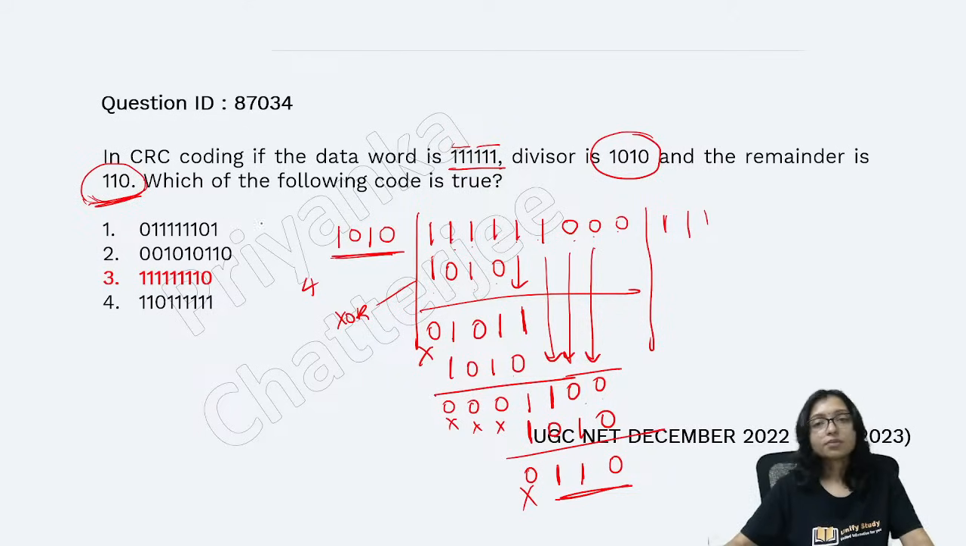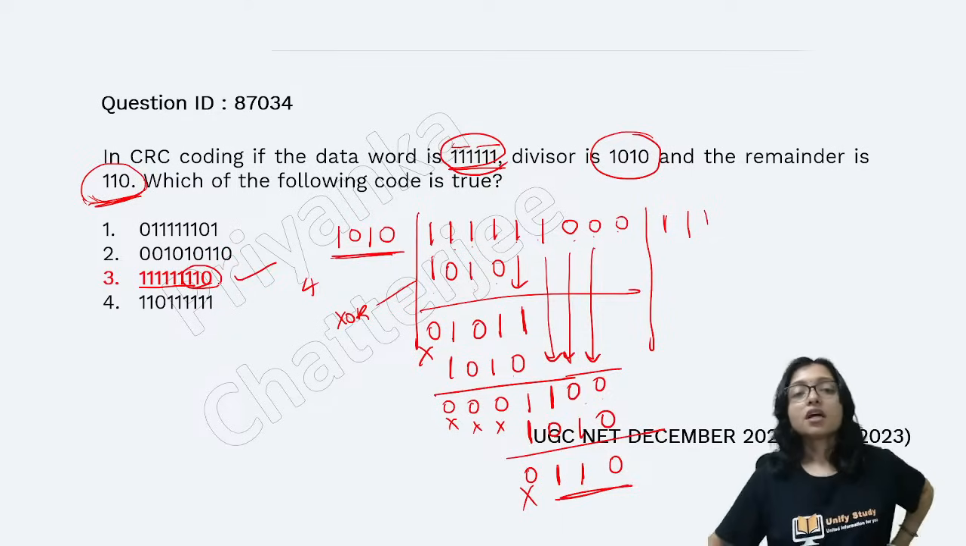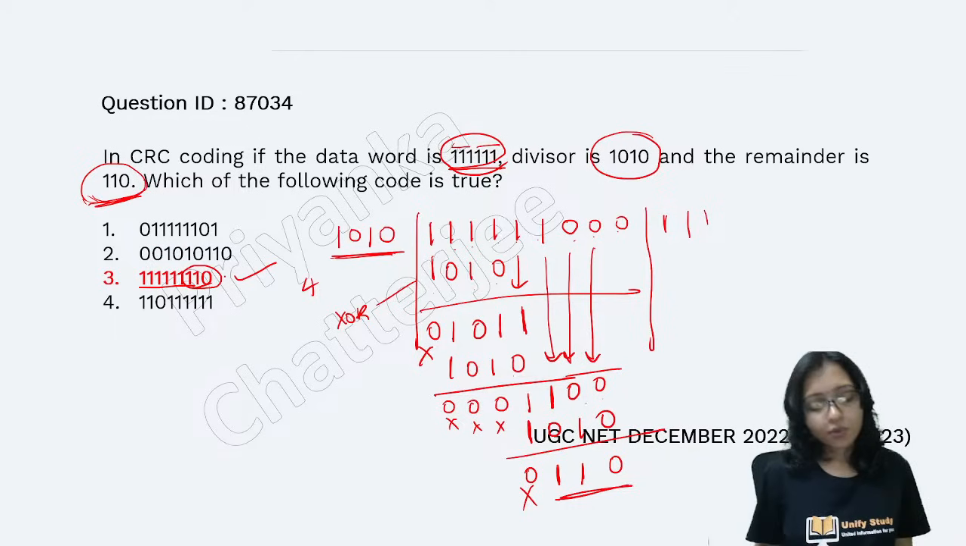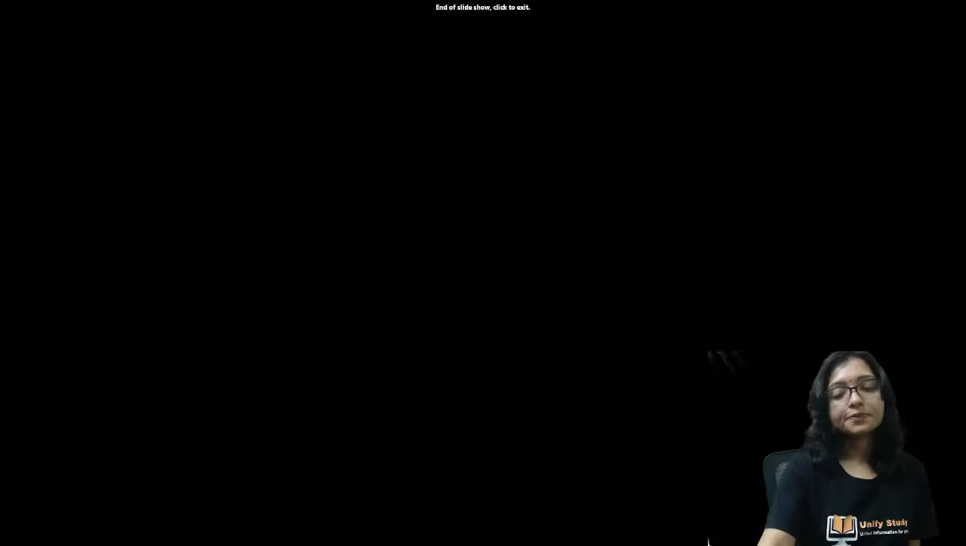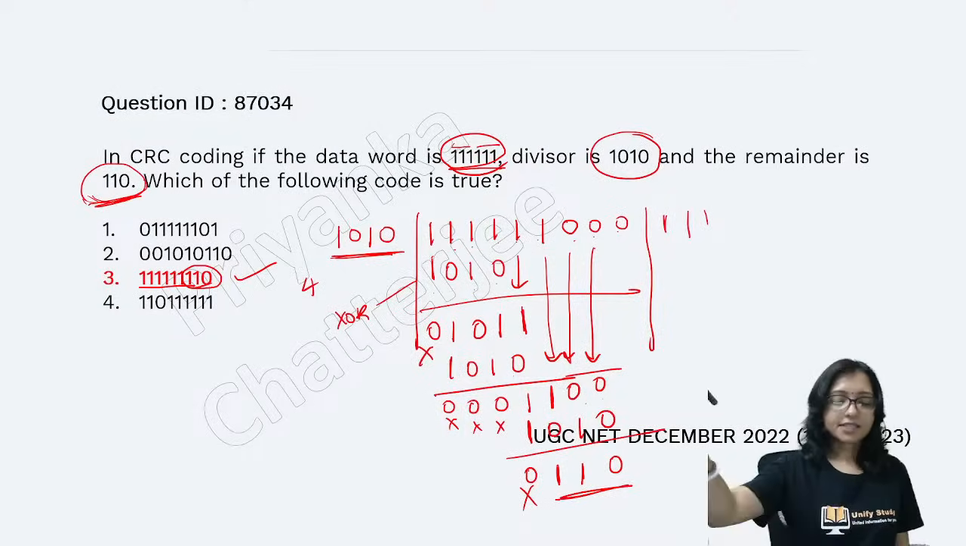So just the remainder you have to add with the value, whatever value is given. With the value, add the remainder. That is here, this is the remainder. That will be your ultimate data that you have to send. Okay, chalo, finally my slide is over.